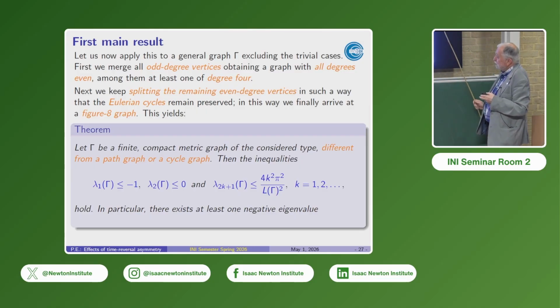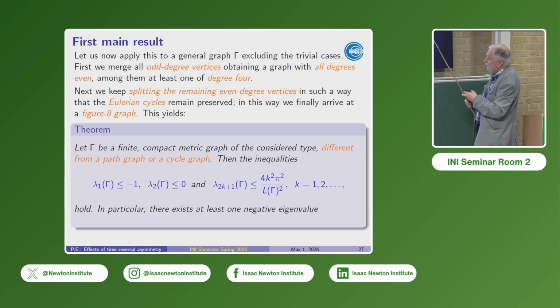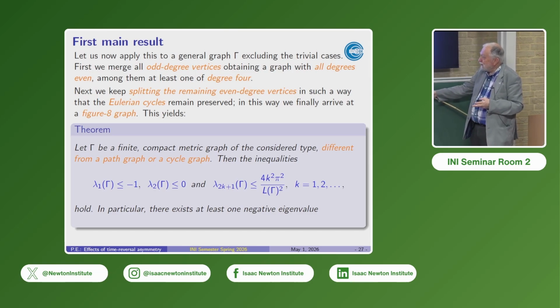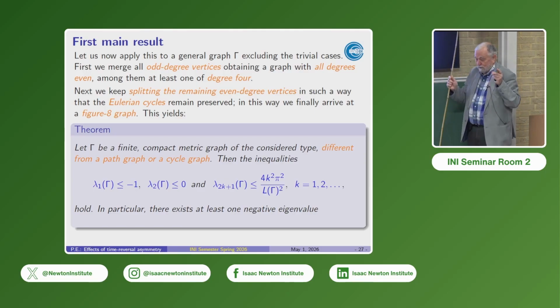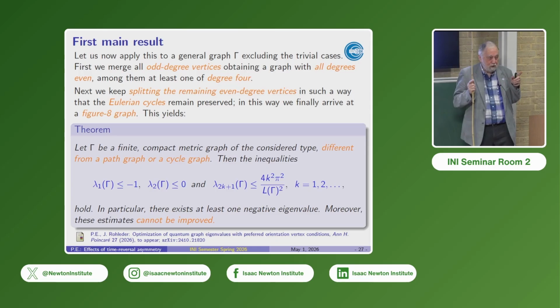Except for these trivial cases, that is a cycle or a path graph, the first eigenvalue does not exceed -1. The second is non-positive, and for the odd eigenvalues, I have the inequality I had before. First, there is always a negative eigenvalue, and secondly, these inequalities cannot be improved. That's the optimal result.